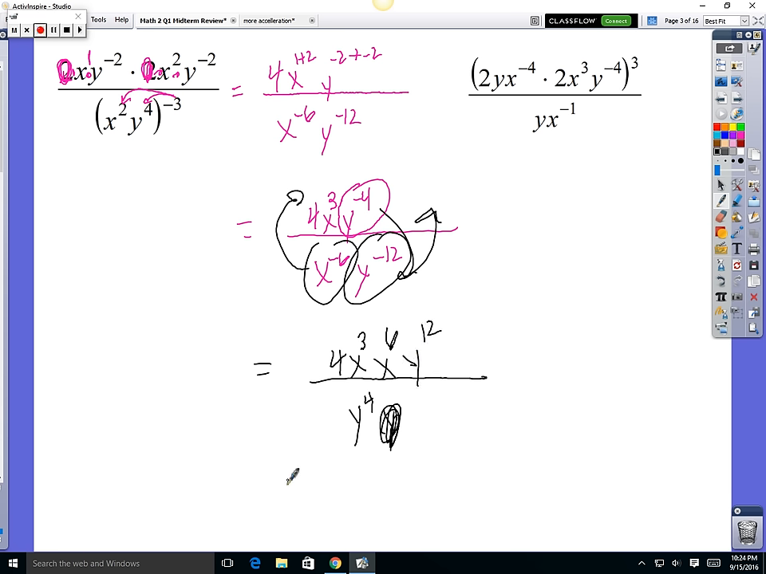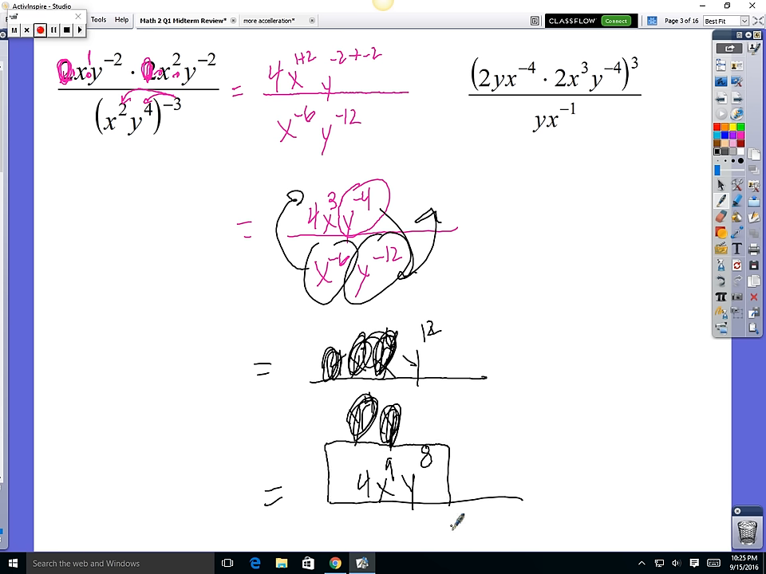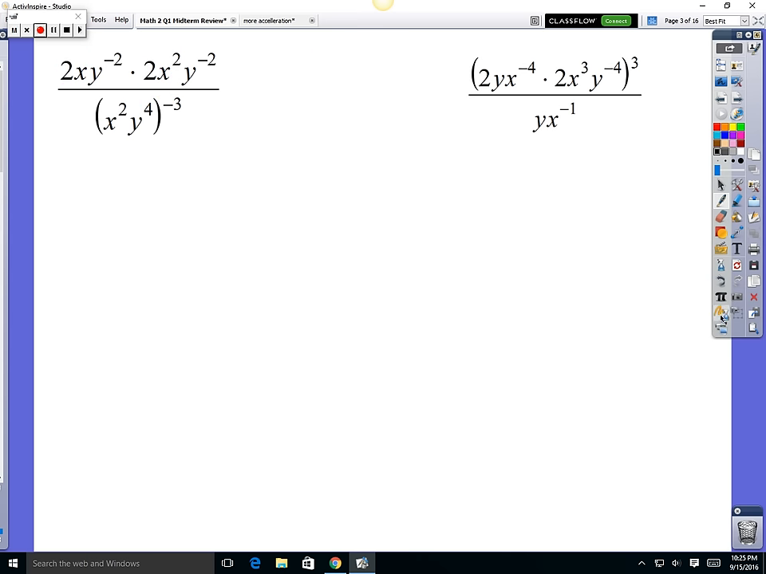Okay, now, here we go. One more step. We got 4 on top. That's done. Our x's, they all ended up on top, and we got 9 of them on top hanging out. Okay, we got some y's on bottom, some y's on top. 4 of these y's on bottom are going to kill 4 of these y's on top. So we really got y to the 8. And that is as far as you can go. That is simplified as far as you can go. That's an awesome problem.